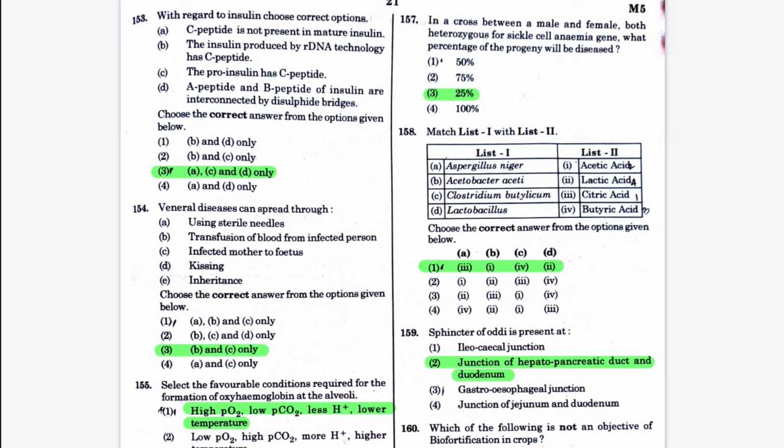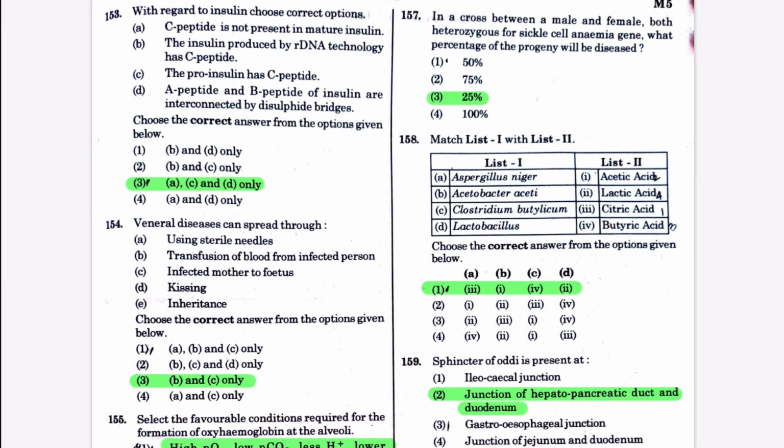With regard to insulin, choose the correct option. Okay, so this is a little tricky question. We see, C-peptide is not present in the mature insulin. Okay, so C-peptide will not be present in mature insulin. They are asking you which is correct. So this is correct, right?